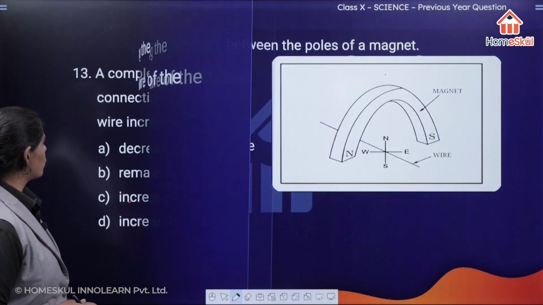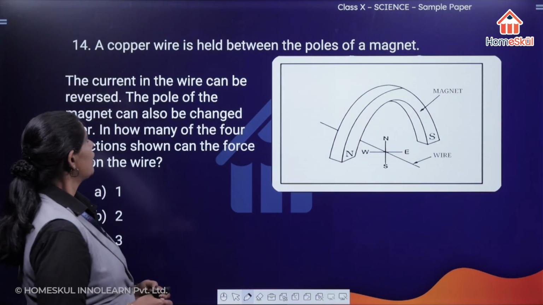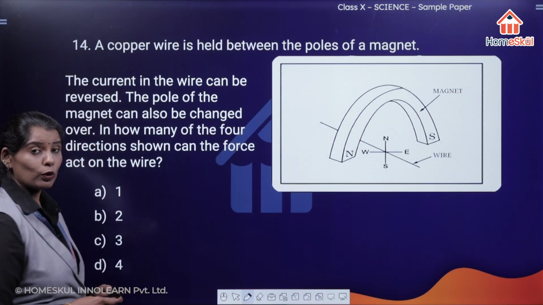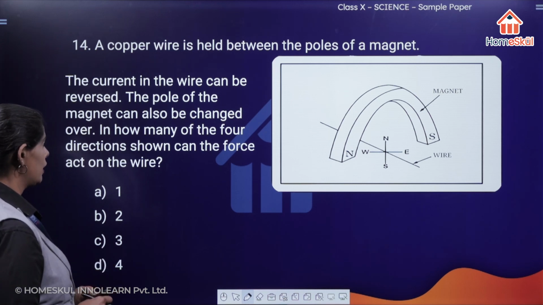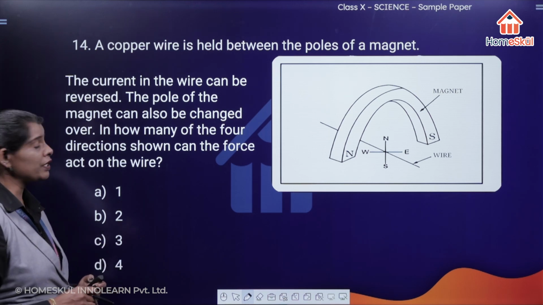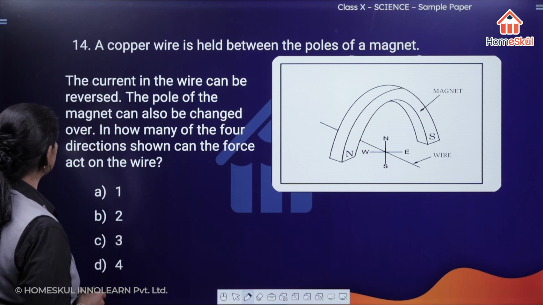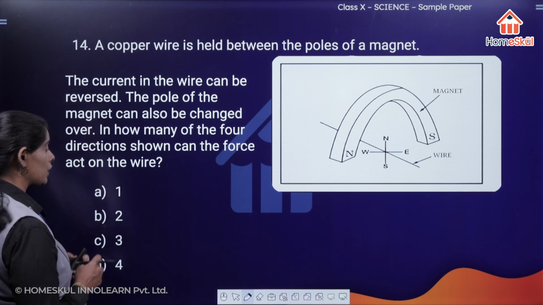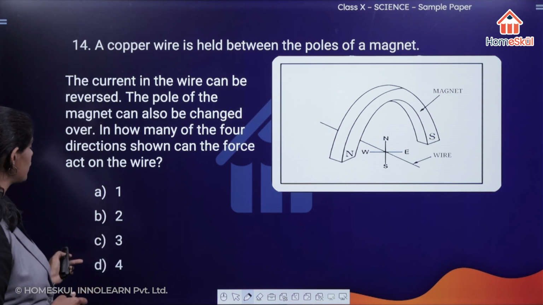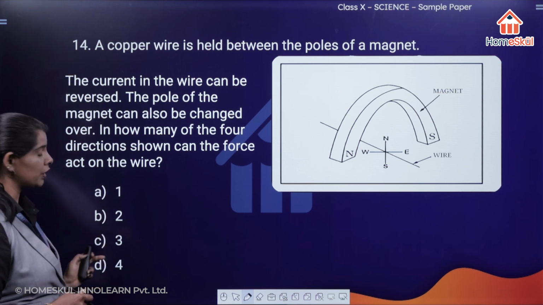Coming to the next question, question number 14. A copper wire is held between the poles of a magnet. The current in the wire can be reversed. The pole of the magnet can also be changed over. In how many of the 4 directions shown can the force act on the wire? Let's see the options. Option A 1, option B 2, option C 3, option D 4.